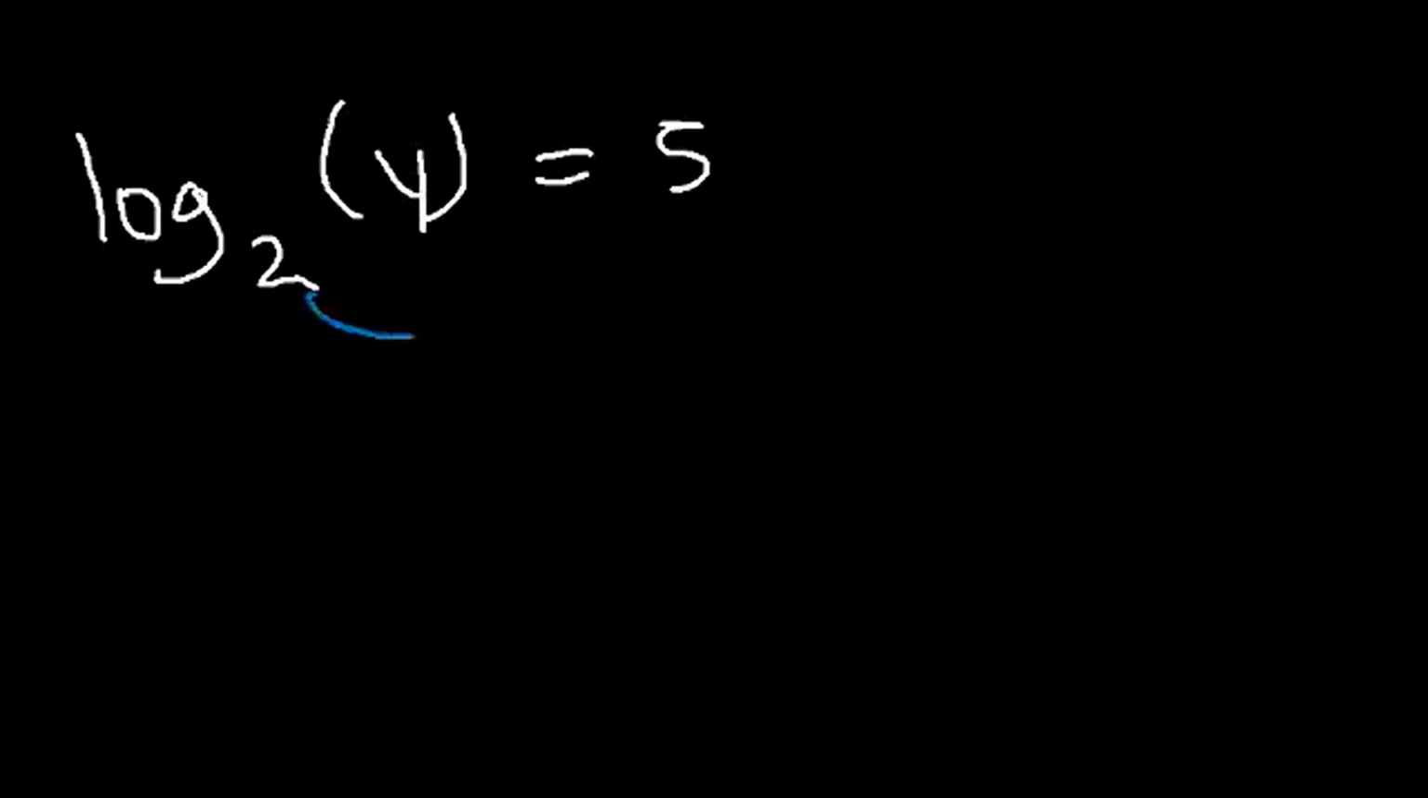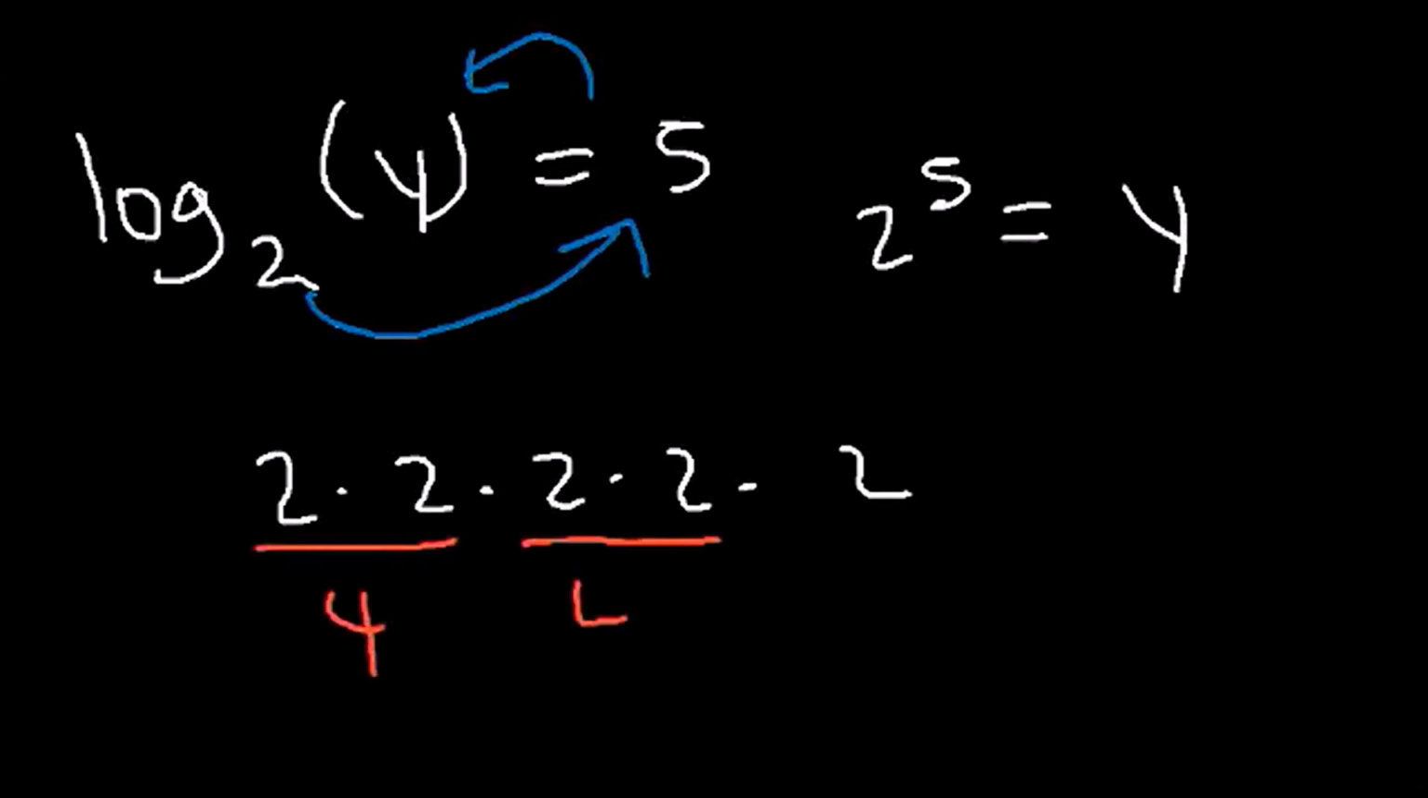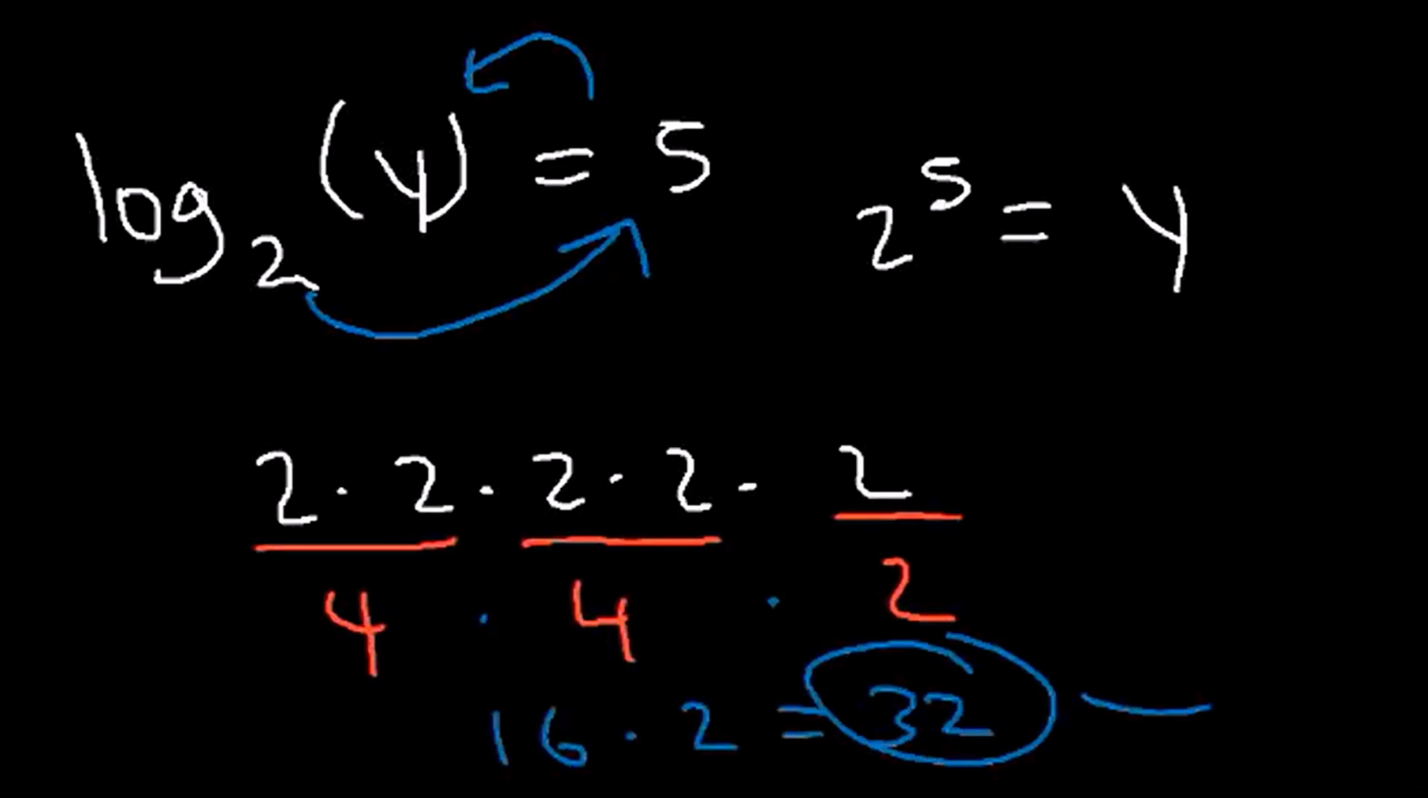Try this one. Log base 2 of y is equal to 5. So if we convert it to exponential form, 2 raised to the fifth power is equal to y. 2 to the fifth power is 2 times 2 times 2 times 2 times 2, 5 times. 2 and 2 makes 4, and 4 times 4 is 16. 16 times 2 is 32. So y is equal to 32.